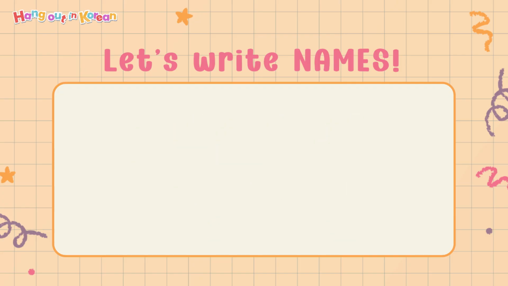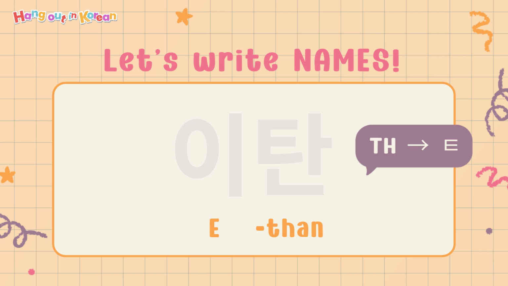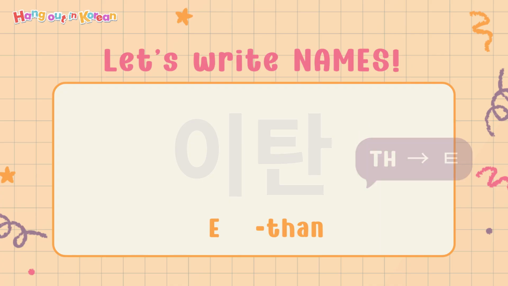Let's try one more. Ethan. Break it down into sounds. Ethan. Step 2. Match the sounds with syllables. E, tan. Tieut is often used as the closest approximation for th. Write it. Itan.